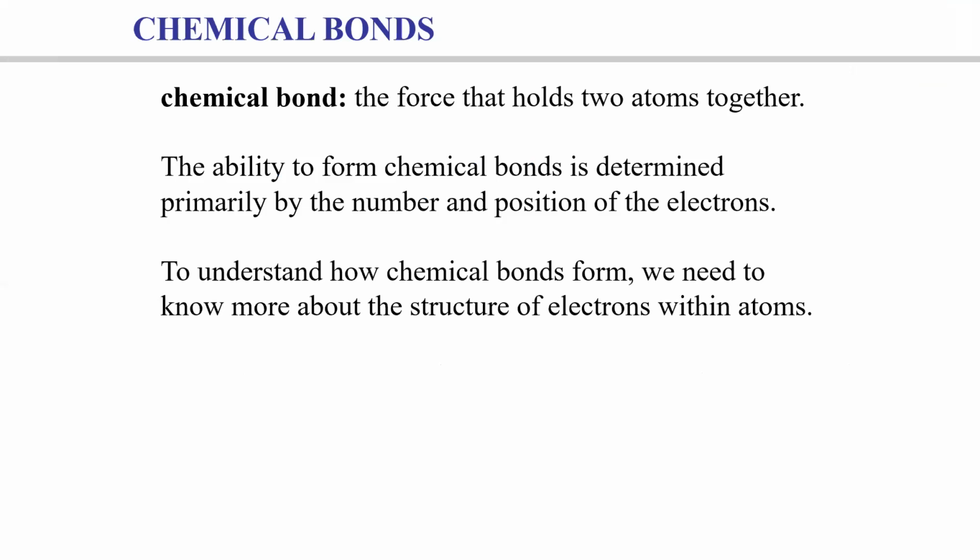So we ended the previous lecture by defining a chemical bond, and we said a chemical bond is the force that holds two atoms together into a compound. The ability to form chemical bonds is determined mainly by the number and the position of the electrons in an atom. To understand how the different types of chemical bonds form, we need to know a little bit more about where the electrons are and aren't within an atom.